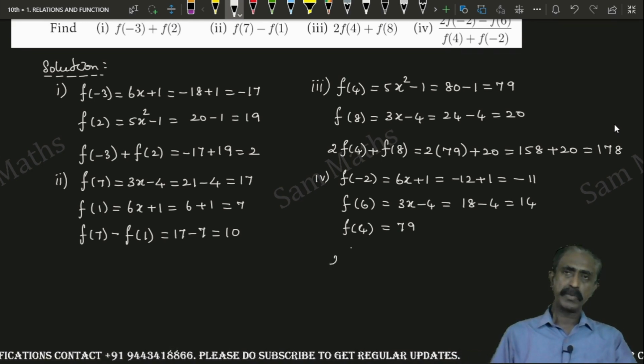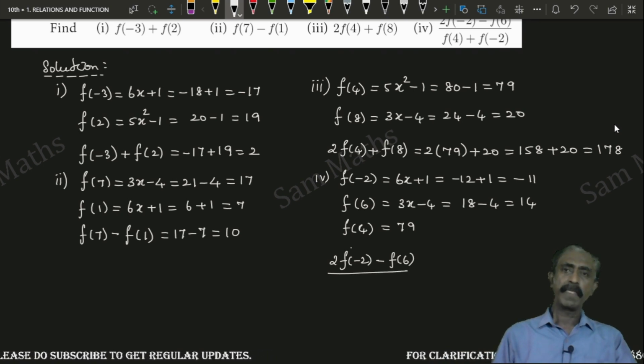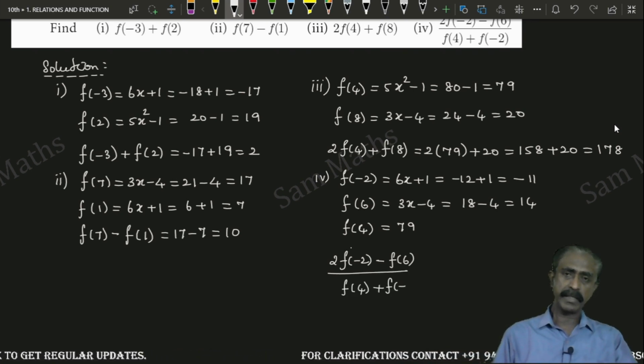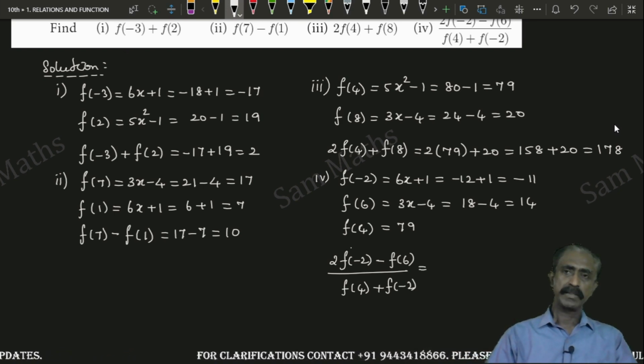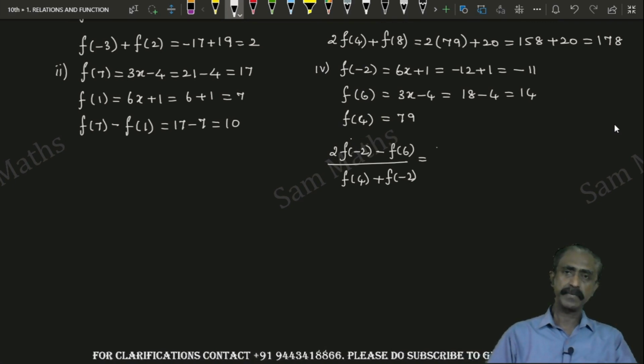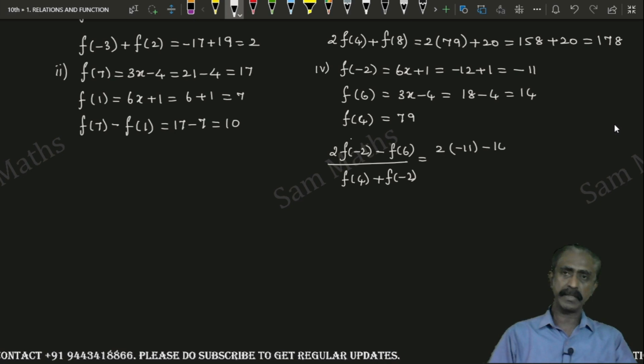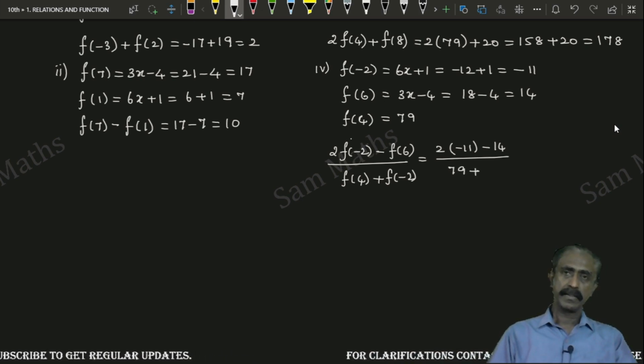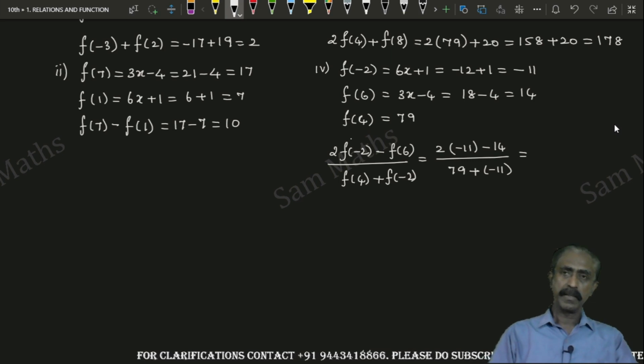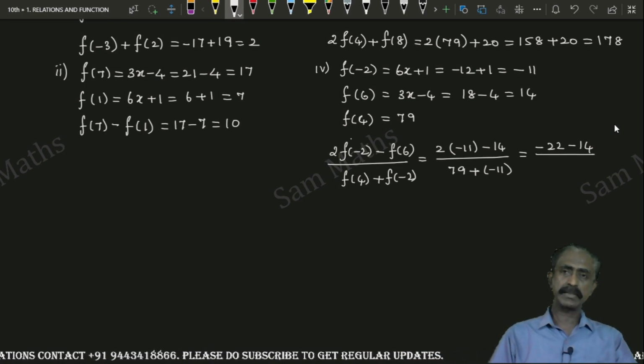Now we need 2 into f of minus 2 minus f of 6 divided by f of 4 plus f of minus 2, which is equal to, just substitute all these values, 2 times f of minus 2 is minus 11, minus f of 6, 14, whole divided by f of 4 is 79 plus f of minus 2, that is minus 11, which is equal to minus 22 minus 14 divided by 79 minus 11 is 68. Now we can simplify this.